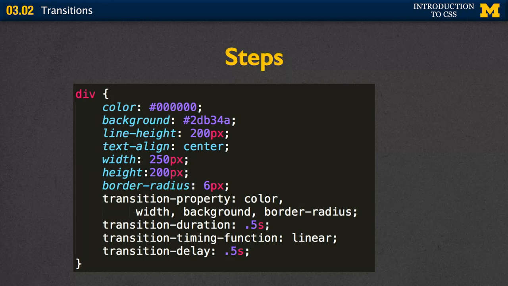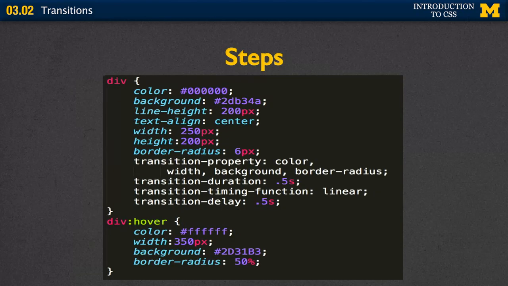The last step, the one that had to do with the pseudo class, was adding the div hover and giving the new values that I want everything to be. So instead of being black, I want to switch it to white. Instead of the width being 250 pixels, I want it to be 350, different background color, and a much bigger border radius.